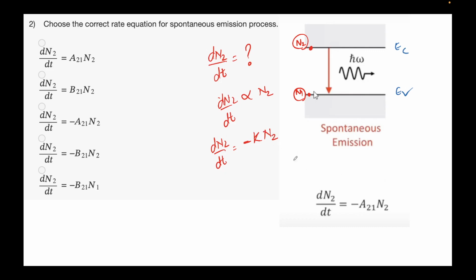The value of K is usually given by this Einstein constant A21. So what does 21 denote? The first symbol denotes where you are coming from. So we are coming from energy state E2. Let's call this E2, not EC, dV. Where you are going is E1. And this A is just a symbol for denoting spontaneous emission. So dN2 over dt should be equal to minus A21 times N2, which will be this option.